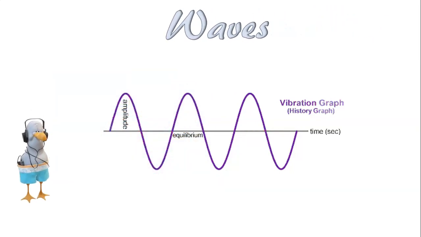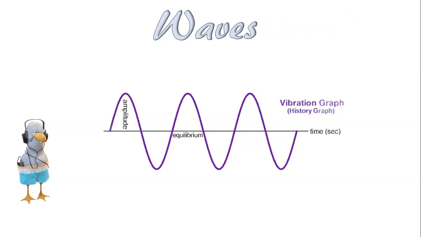Okay, so there's a couple of different ways we can define some parts on this wave. We're going to start with just looking at this wave with respect to time, because this is like a vibration history graph, and we're just looking at the time it takes for the wave to travel. So you're plotting time on the x-axis, and you're plotting the disturbance, the magnitude of the disturbance, the amplitude, on the y-axis, with respect to time in seconds.